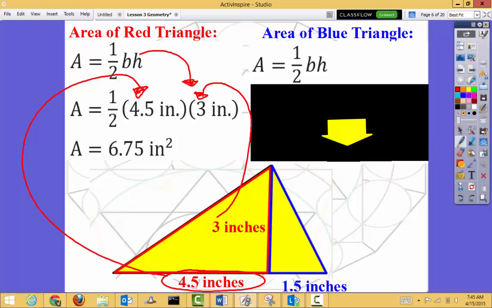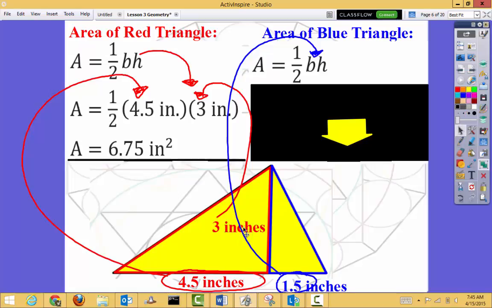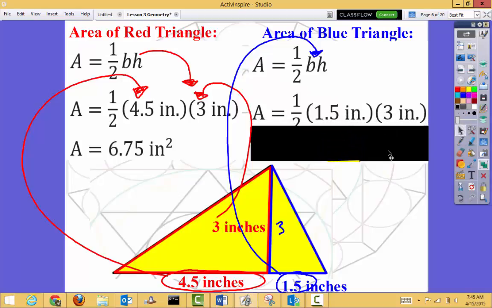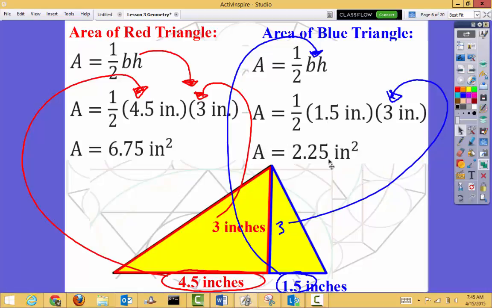Now what do I do for this blue triangle? Well, the blue triangle, I know its base is 1.5. What about its height? I don't see any number in blue over here. Well, hopefully I realize that 3 inches is also the height for right here. This red line is the same as this blue line. So I can plug that 3 inches in also for my height. I multiply 1/2 times 1.5 times 3, and I will get 2.25.